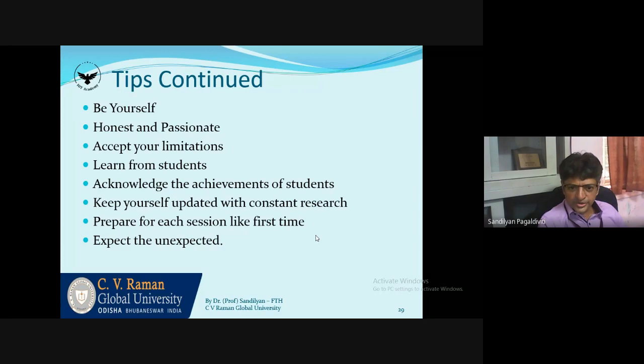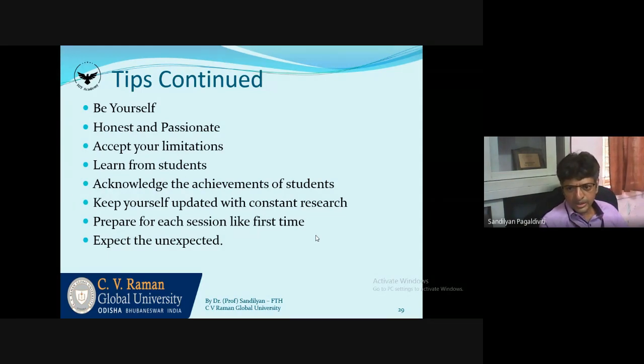Learn from students. Be ready to accept that in certain cases they may be more knowledgeable than you. Allow them the freedom to express themselves. Acknowledge them. Celebrate their achievements. Give them accolades. Keep yourself updated. Continuously do research and keep learning more. Prepare for each session as though it is the first time you are going to deliver it.